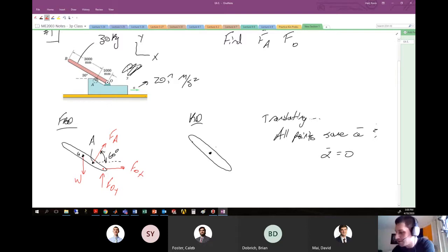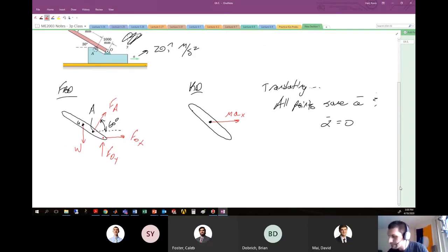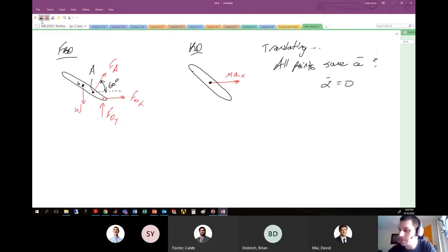So this object translates with the same acceleration as the base. So here we'll just have MAX, where we know the x component of the acceleration is given to us in this problem, 20 i hat meters per second squared. All right, so now we move with our analysis. We'll start with the forces.